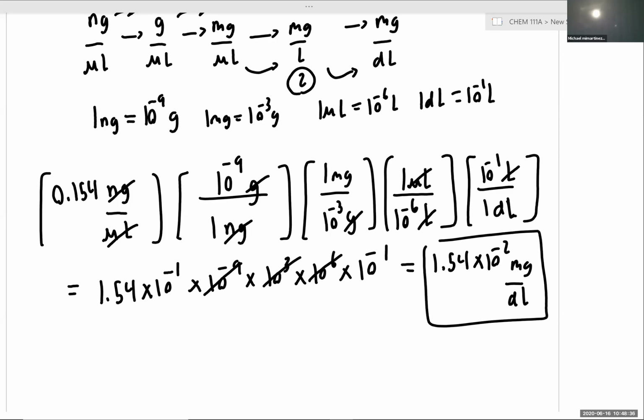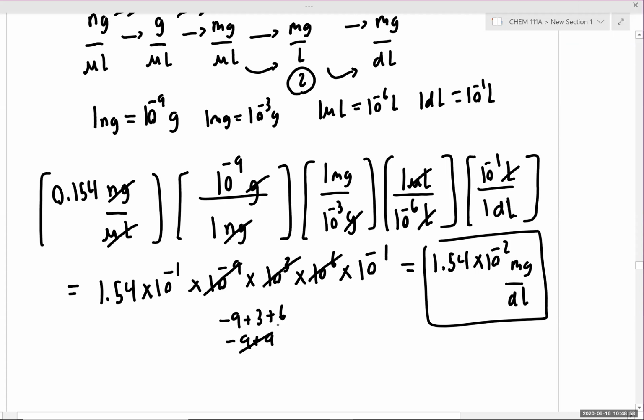Any questions on this example? Any questions? Yes. Why is the 10 to the negative 9 and then the 3 and the 6 crossed out? Because if we add our powers of 10, negative 9 plus 3 plus 6, it's negative 9 plus 9, so they cancel out. Oh, okay, I see. I always like to cancel equivalent positive and negative powers of 10, just so that way it's less successive math that I have to do. Okay, thank you. Any other questions?